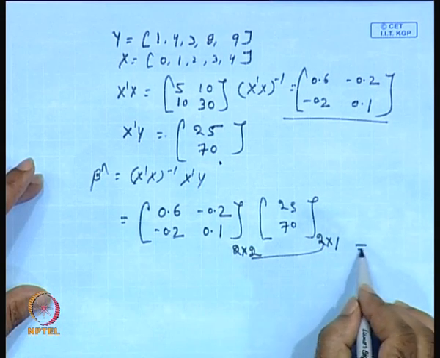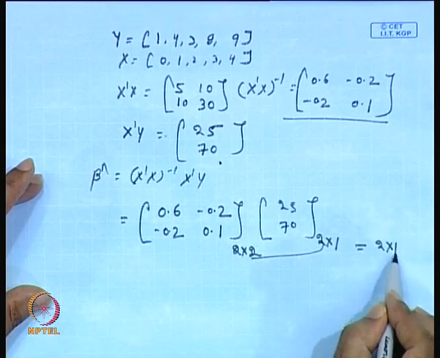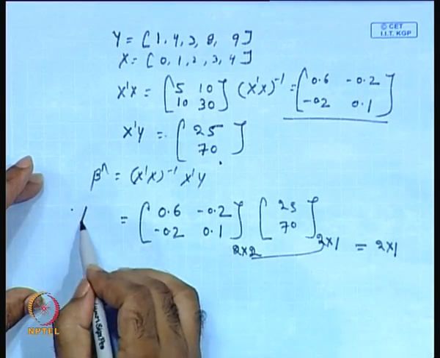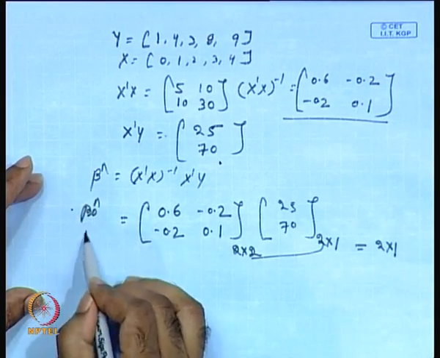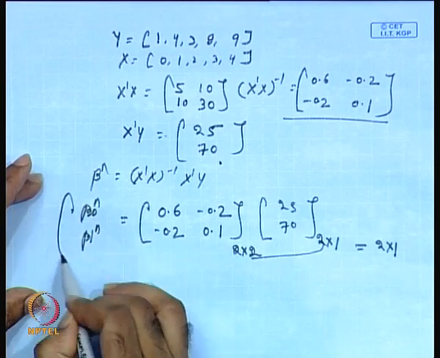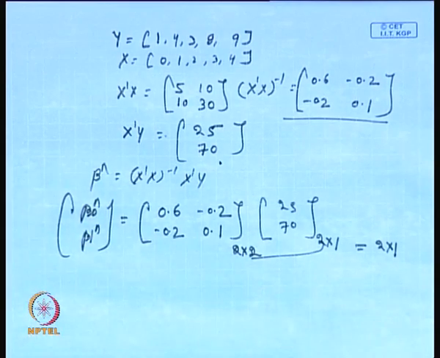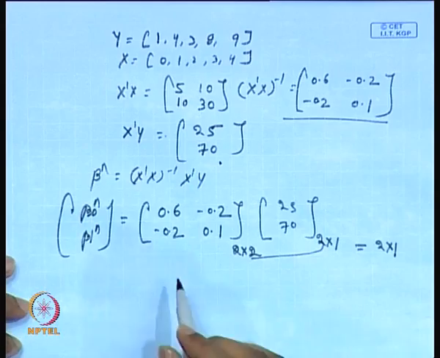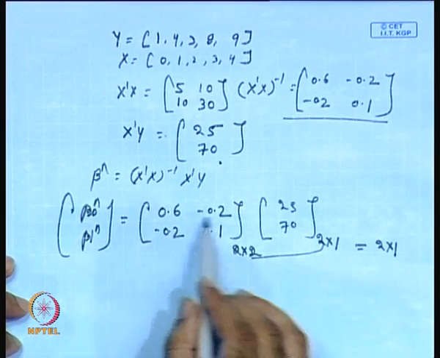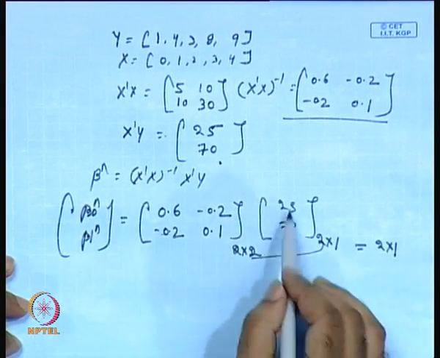So ultimately the result of the matrix should be 2 by 1, because we have beta head, which is nothing but beta 0 head and beta 1 head. So this is how the entire structure is. So we have to multiply again: this multiplied by this, and this multiplied by this.